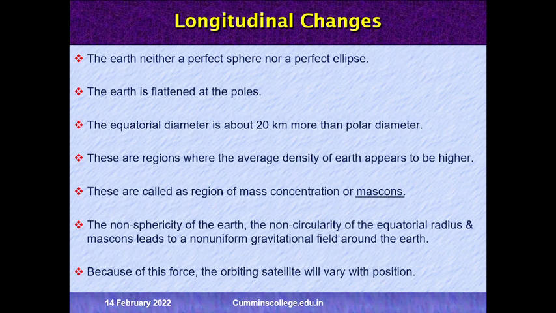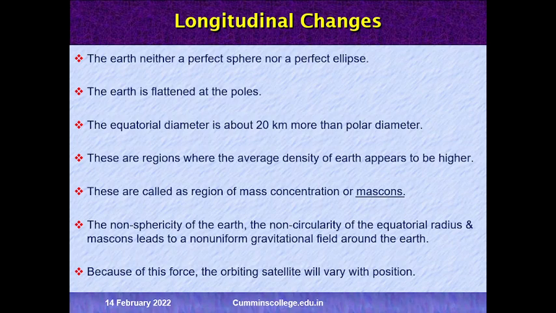Switching over to the longitudinal changes. The Earth is neither a perfect sphere nor a perfect ellipse. The Earth is flattened at the poles. The equatorial diameter is about 20 km more than the polar diameter. These are the regions where the average density of Earth appears to be higher. These are called regions of mass concentration, or mascons.